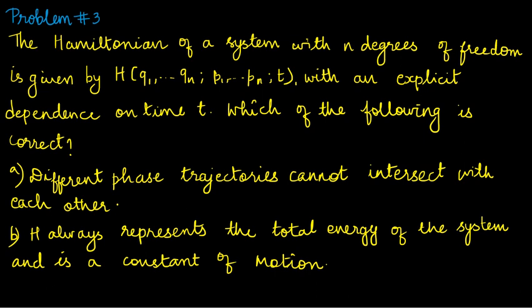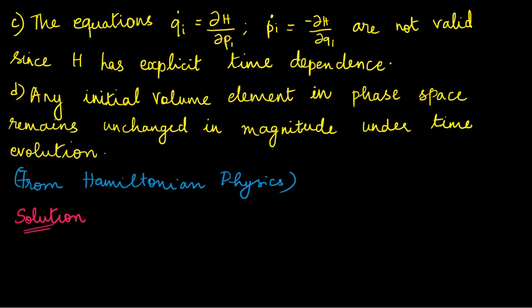So let us see what is option C. Option C says the Hamilton's equations are not valid. It's obviously false. These equations are always valid. So next, option D. Any initial volume element in phase space remains unchanged in magnitude under time evolution. So this exact option D represents Liouville's theorem.